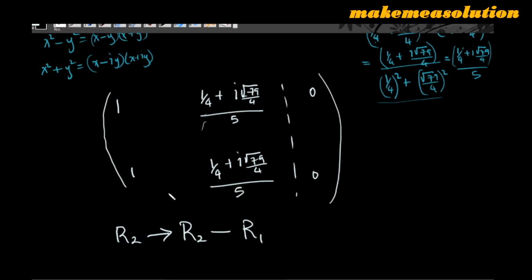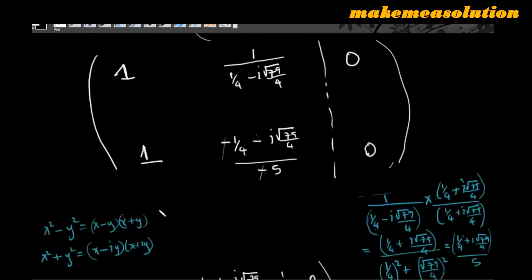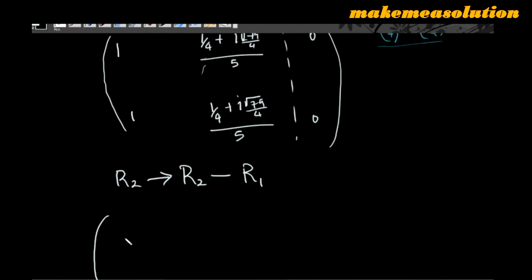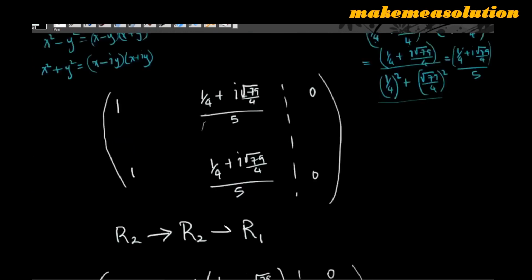So that is going to give me this. So we're going to say row 1 will remain as it is. That's 1. Then if I simplify this particular 1 all over 4 plus i root 79 over 4, I will get something like 1 all over 5 divided by 1 divided by 4 plus i root 79 over 4, like this. So I can have it like this, then 0.